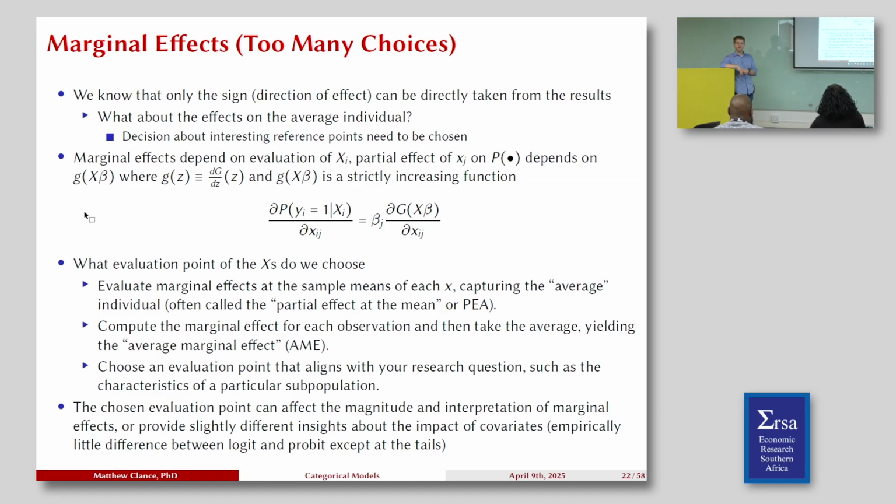Okay, so that's where these models benefit us in that way. But that's where we have to actually take it one step further. So we know the sign is helpful, and we can actually compare those across these three types of models. What about the effects on the average individual? That's where we need to make choices about the reference point.